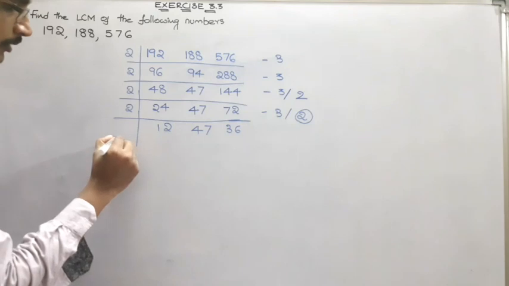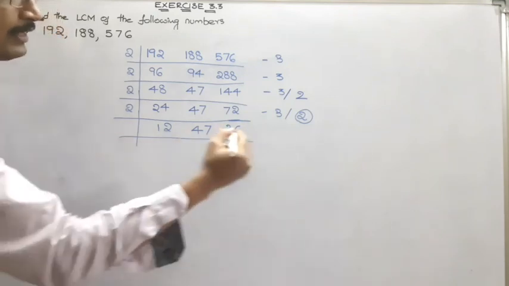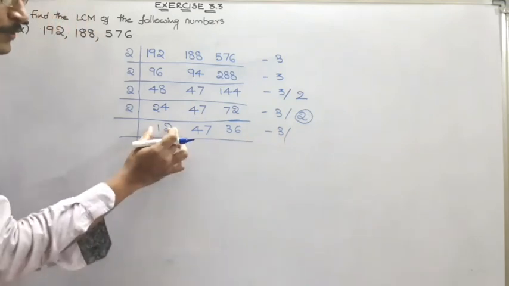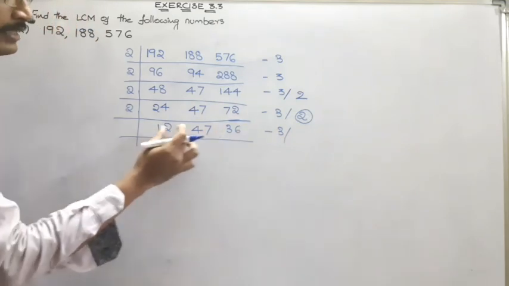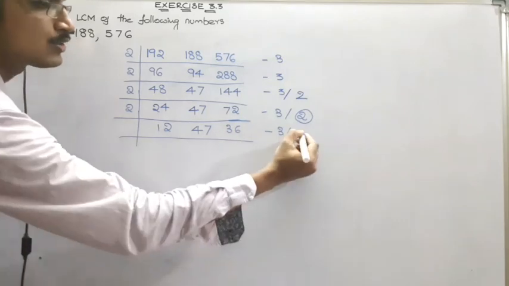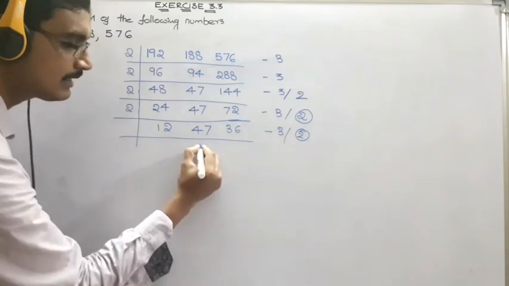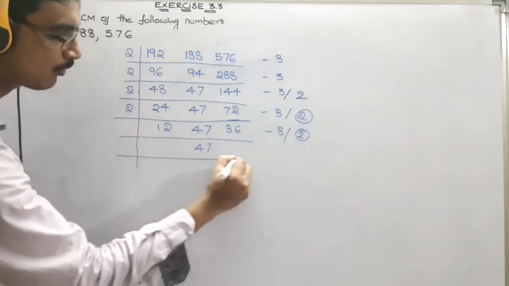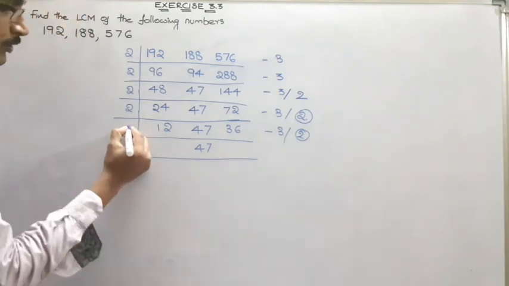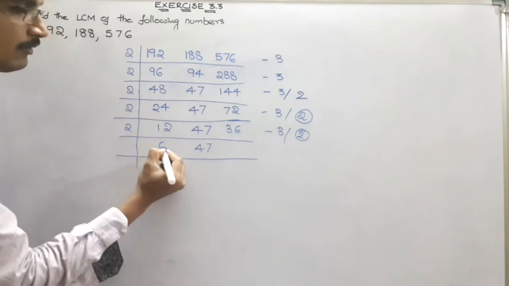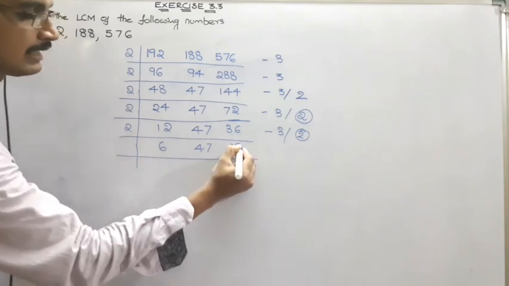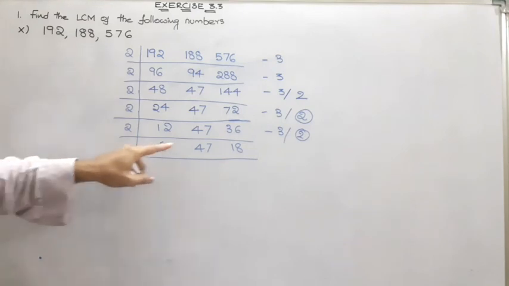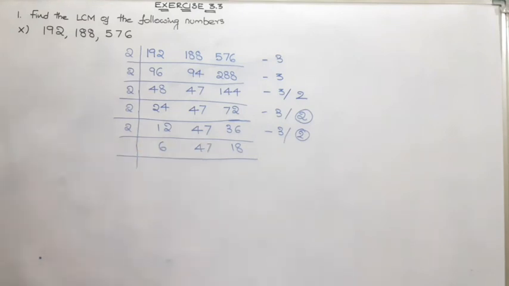Okay. Now let us check. How many numbers are there? Again 3. Out of these 3, this 12 and 36 are going to be cancelled because they are even numbers. So 47 will drop as it is. Now with 2 table, 2 6s are 12 and 2 18s are 36.